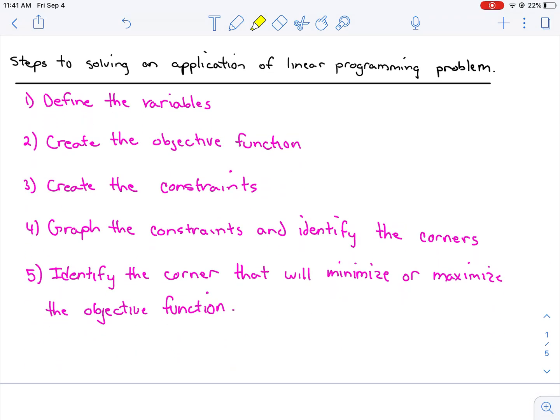When I solve an application problem, I'm going to follow these 5 steps. 1. Identify the variables. 2. Create the objective function. 3. Create the constraints. 4. Graph the constraints and identify the corners. That is going to be done on Desmos since these are word problems. And finally 5. Identify the corner that will minimize or maximize the objective function.